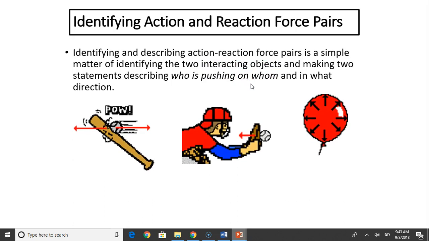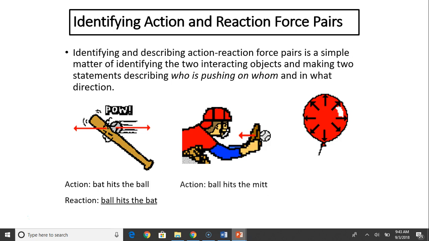So here are the three situations. First one, the action is the bat hits the ball. The reaction for that would be the ball hits the bat. So those are action-reaction forces, one acting on the ball, one acting on the bat, and those are the same, equal forces in the opposite direction. The second situation, action, the ball hits the mitt. The reaction, the mitt hits the ball. So those are one on the mitt, one on the ball. So those are action-reaction pairs.